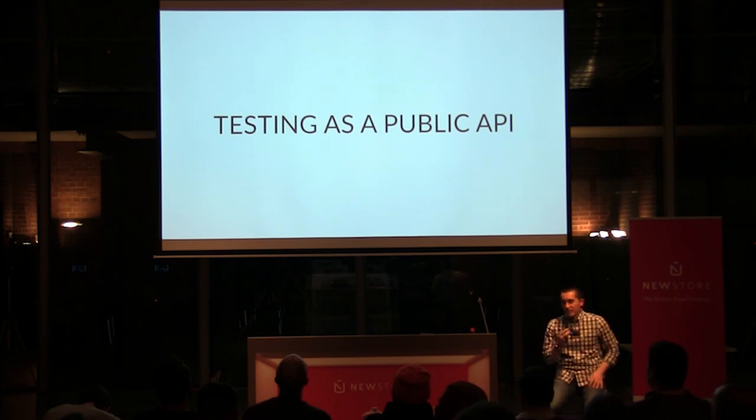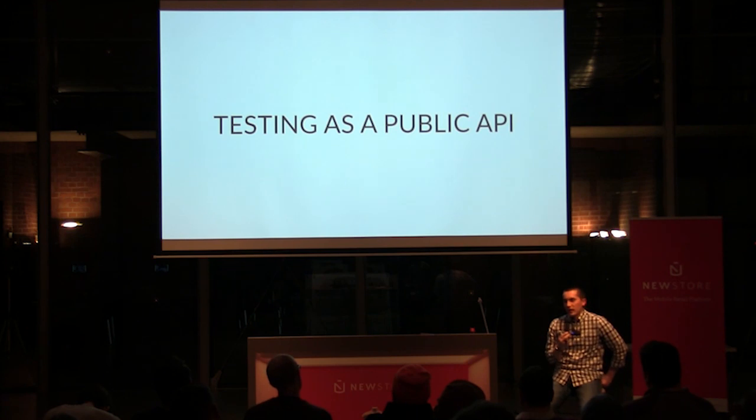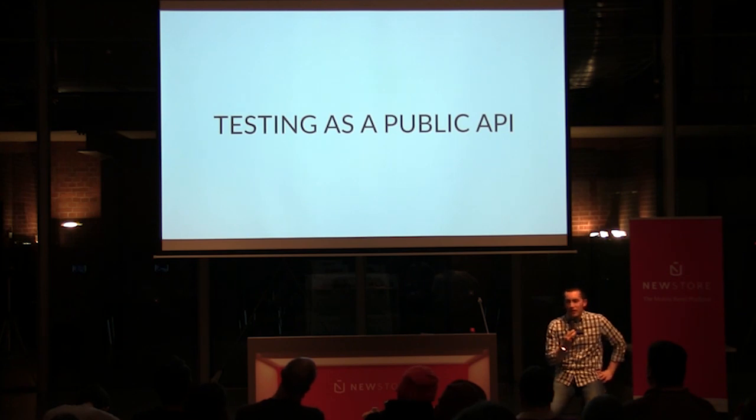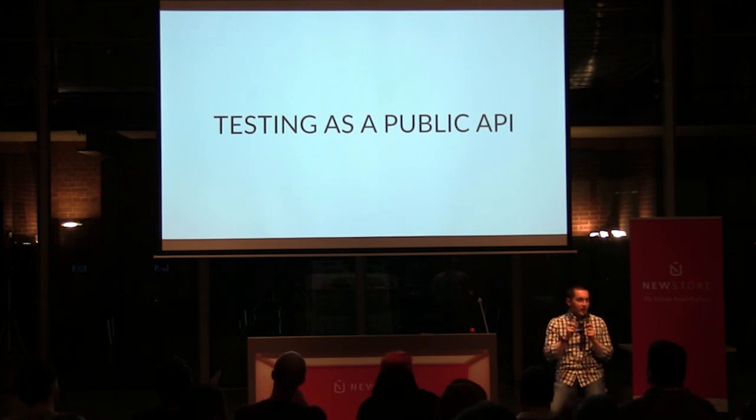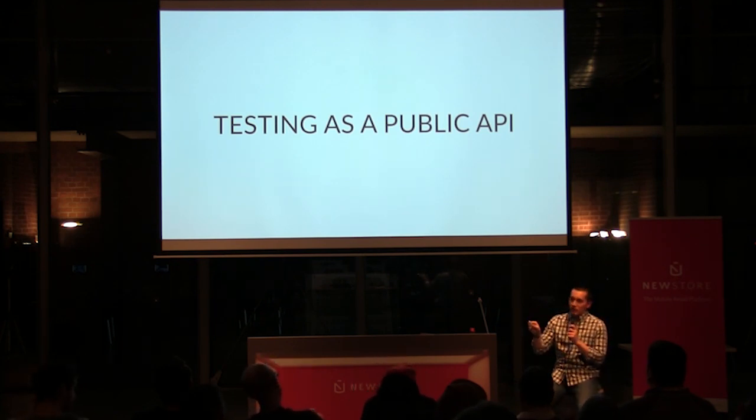Okay, testing as a public API is the next way to write testable code. This is something we started again in the past year at HashiCorp, and is actually probably my favorite thing that we've started doing in the past year. The idea is that you expose test helpers as an exported public API of your package.